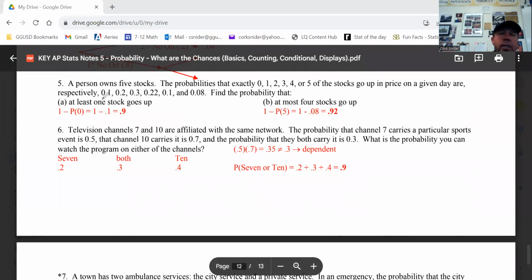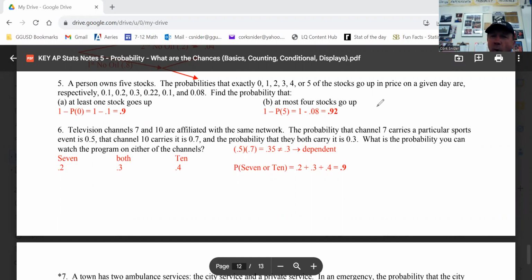At least one stock goes up. Well, the probability that none go up on a given day is 0.1. So you can just go 1 minus 0.1 and get 0.9, or you could add these up. I could box all these. It's a little longer, but you get the same answer. Okay. The second one is at most 4 stocks go up.